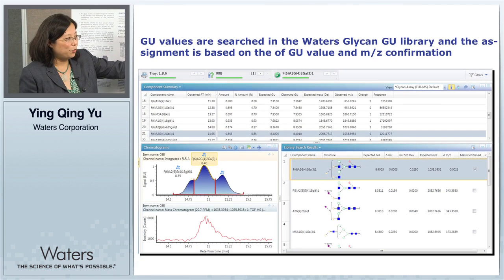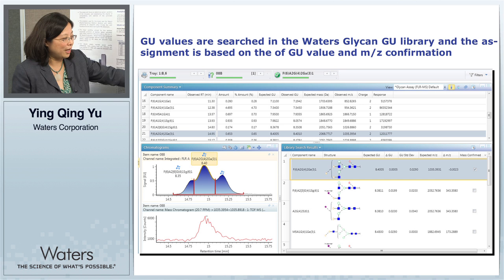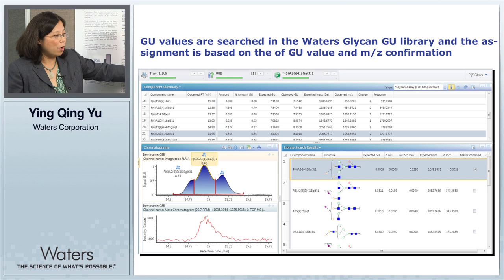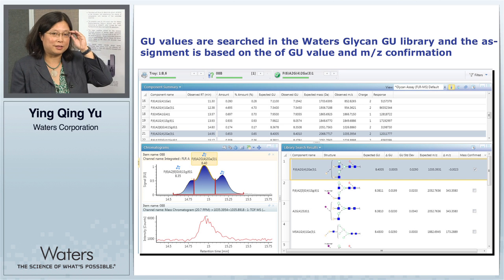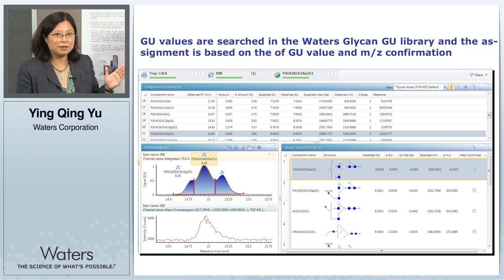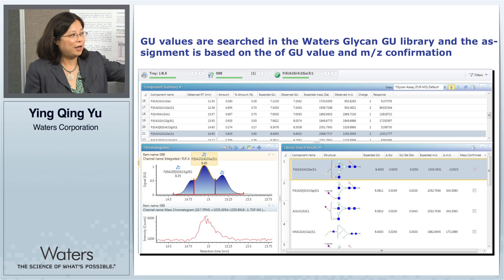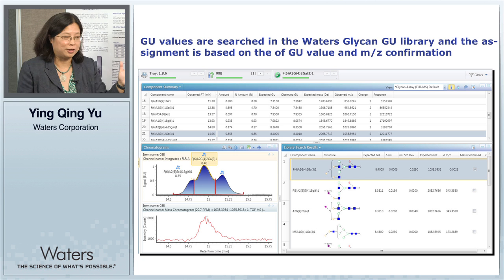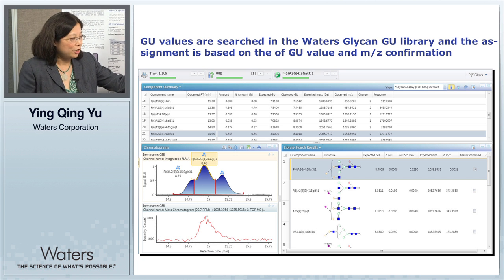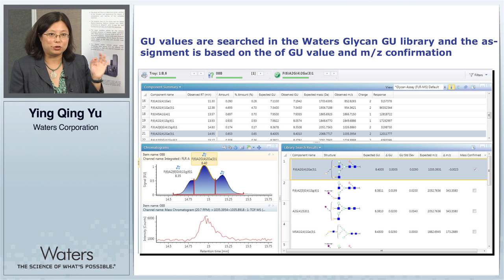With that, then comes the library search. There is a Waters Glycan GU library that's embedded in UNIFI. What this library does is take in all the retention time assignments in GU value, then search through the library to try to get the best match in glucose unit value.